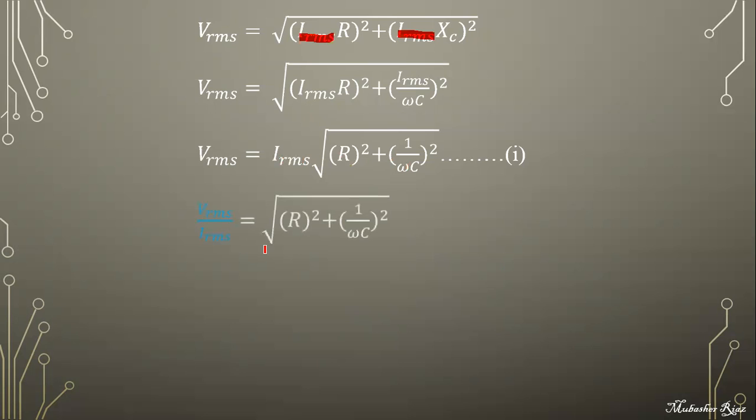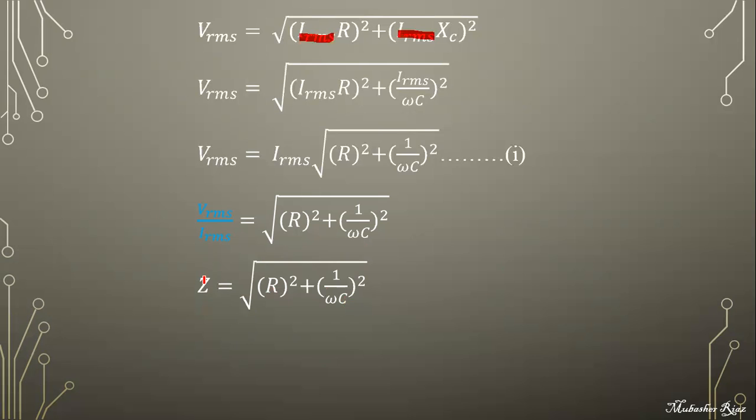Now, VRMS over IRMS becomes equal to R square plus 1 over omega C square and whole square root. We know that VRMS over IRMS can be replaced with impedance. लिहाजा आप VRMS over IRMS को Z के साथ replace कर सकते हैं, which is known as impedance of the electric circuit, and it becomes equal to R square plus 1 over omega C whole square and whole square root.